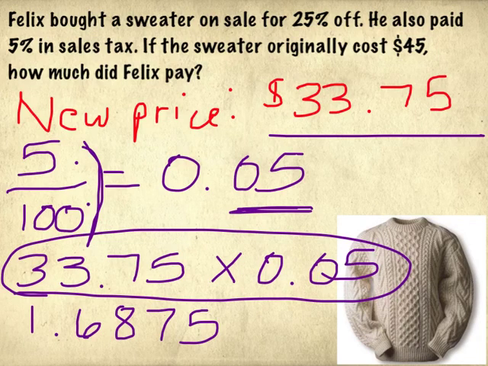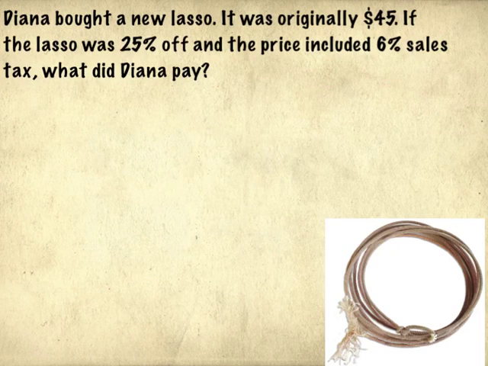But if that's confusing to you and you are having trouble seeing the relationship between 5 out of 100 and 0.05, then stick to the other way. You could do it both ways too to check. So here's a similar problem for you to try. Diana bought a new lasso. It was originally $45. If the lasso was 25% off and the price included 6% sales tax, what did Diana pay? So give this question a try, pause the video, try the question, and when you come back I'll have the answer for you.